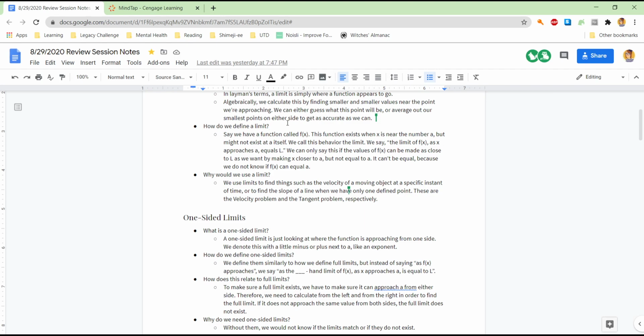So why would we even use a limit? Essentially, we would use limits to find things like the velocity of an object at a specific instant of time, so at exactly 2 seconds, for example, which is practically impossible to calculate on your own without a vast array of technology, and even then it could be wrong. Or we can use it to find, for example, the slope of a line when we only have one defined point. These are the velocity problem and the tangent problem from section 2.1.